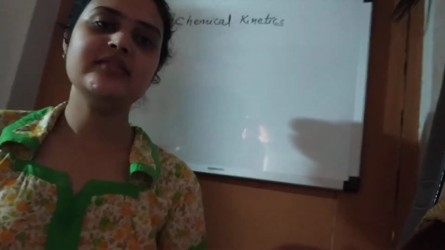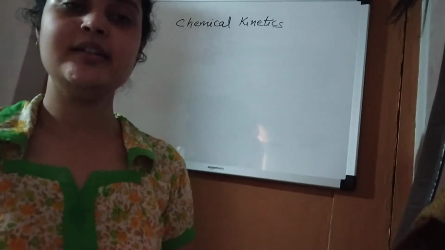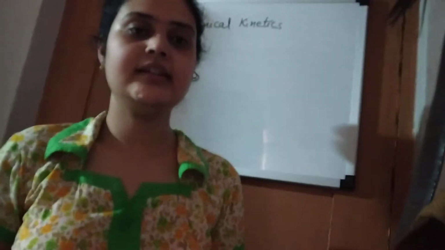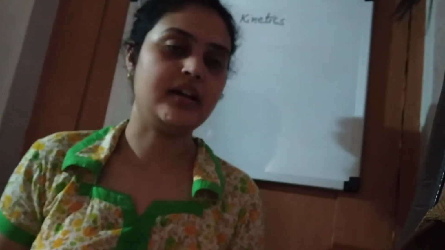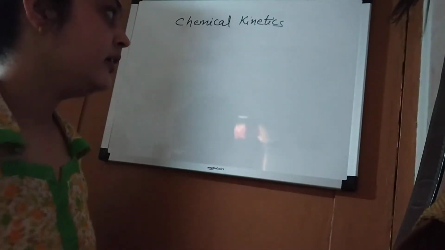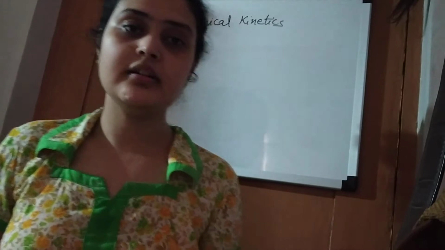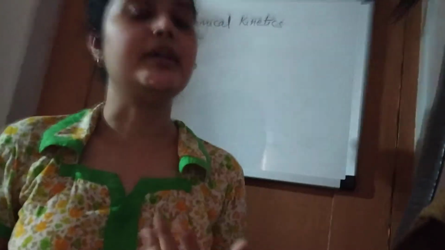Hello friends, today we'll study chemical kinetics. So what is chemical kinetics? Chemical kinetics is the branch of chemistry which tells us about the rate of reaction and its mechanism. So what is rate of reaction? Rate of reaction is the change in concentration of reactant or change in concentration of product with respect to time.